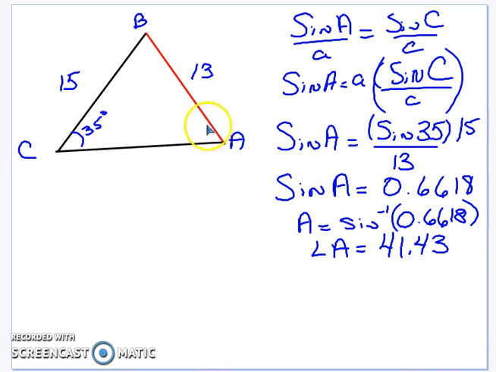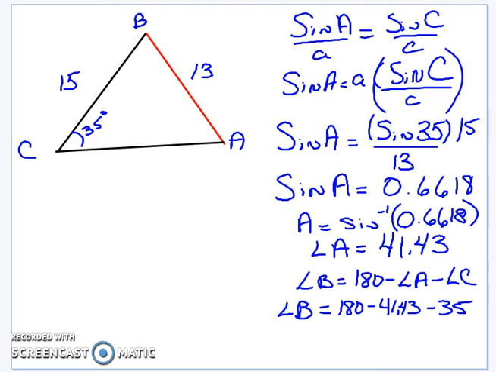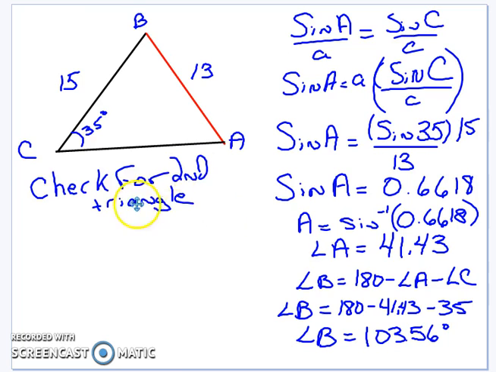So that means this angle right here is 41.43. And now we can calculate angle B. Well, because of the triangle theorem, angle B is simply 180 minus A and minus C. I go through the works, 41.43, 35, I subtract them from 180, and I find that angle B up here is actually 103.56 degrees. So, simple as that. That's just basic application of the sine law to find an angle. And two angles, actually.